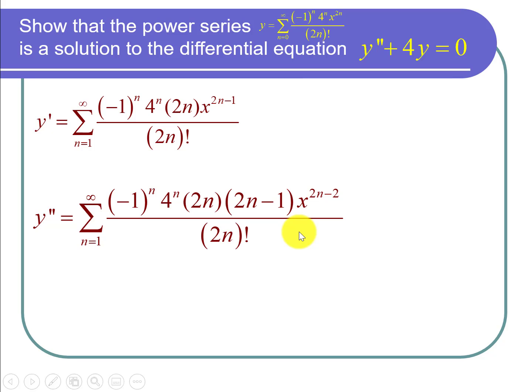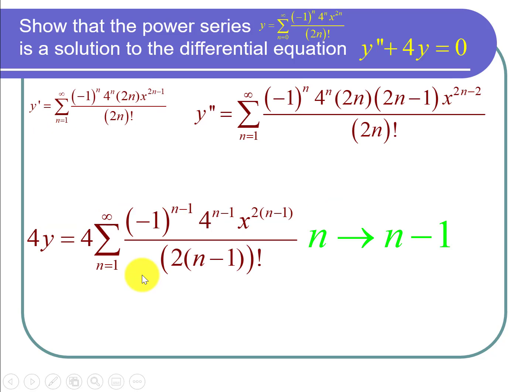So we need to deal with this, and we need to find out how to add these two. But y starts at 0, and y double prime starts at 1, so we need to adjust. And the way we adjust is we substitute n minus 1 for n, so that if n starts at 1, n minus 1 starts at 0. So then we really can say n equals 1 to infinity. And I have this 4 because we want 4y, so there's my 4y equals 4 times the summation n equals 1 to infinity. And then, everywhere we see an n, I put an n minus 1. (-1)^(n-1) now, 4^(n-1), x^(2(n-1)) over (2(n-1))!.